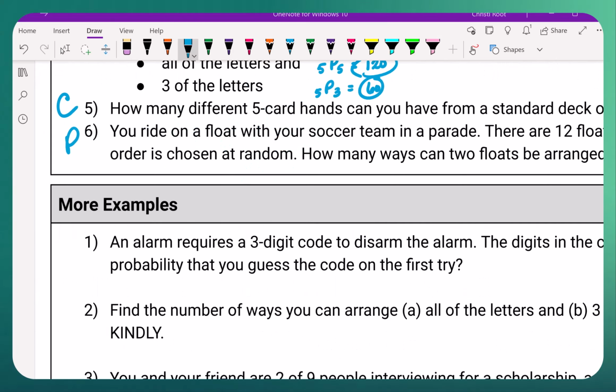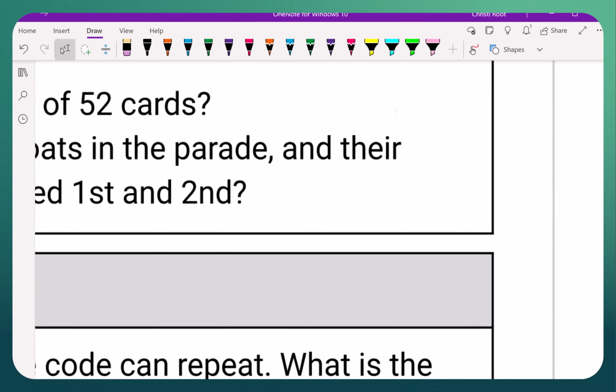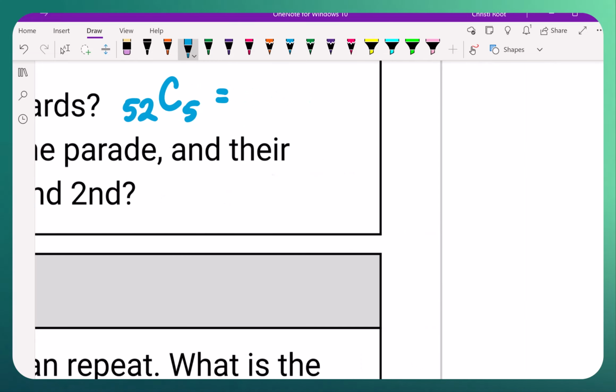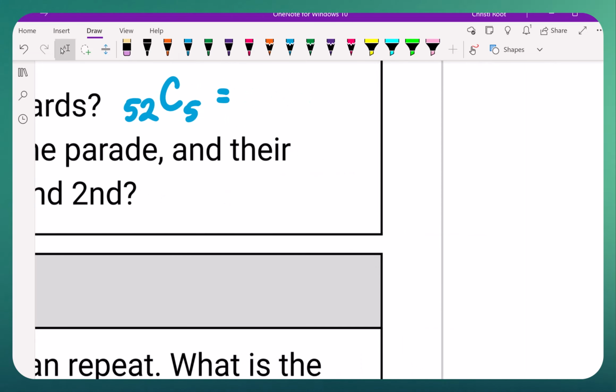All right, last 2 on the top section. It says, how many different 5-card hands can you have from a total of 52 cards? So the 5 cards that you have just kind of go into a group. So I'm going to do 52, and I'm going to choose 5. Now this number is going to be really big. It's because you have just a huge sample space to pick from.